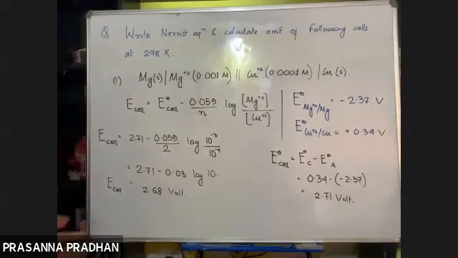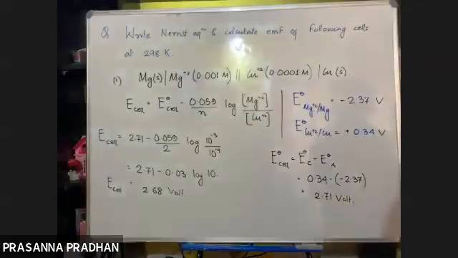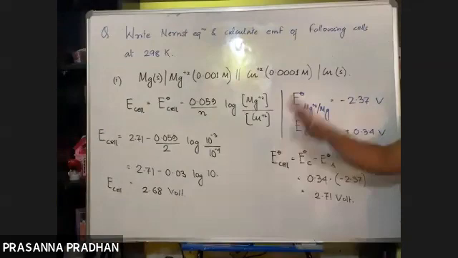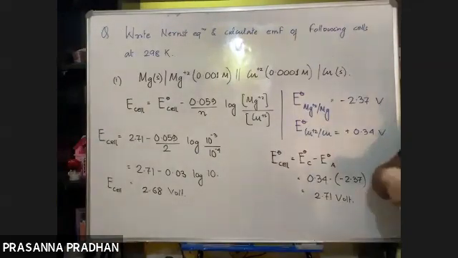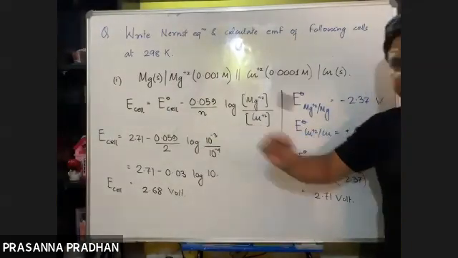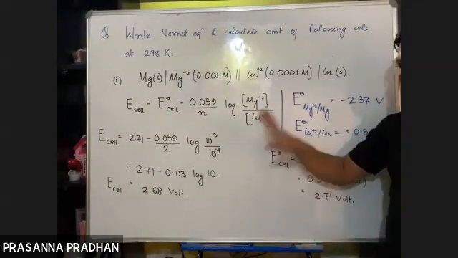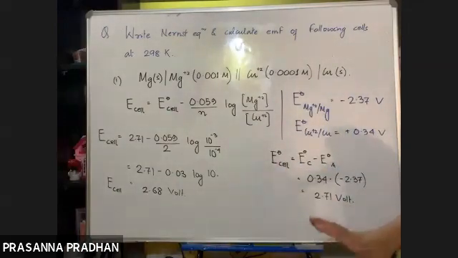Okay. So this is how from the cell notation we write down the full cell reaction. From the full cell reaction, we write down the Nernst equation and we can calculate the values of cell potential in this way. I hope this part is understood. So remember, one question from this particular Nernst equation is going to be there in your board exam.